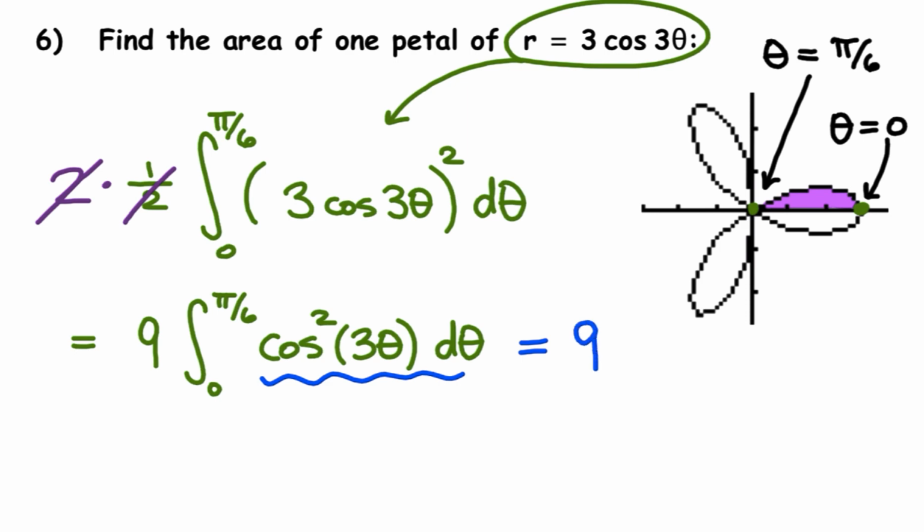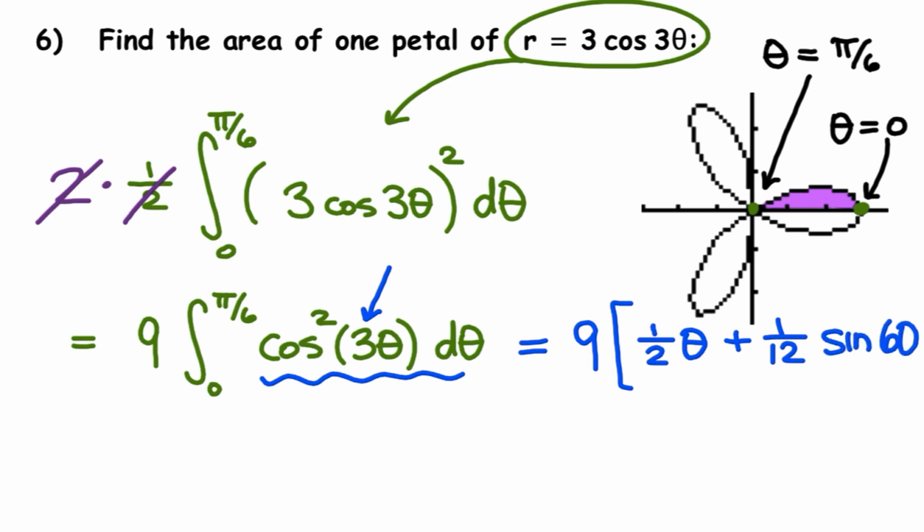The 9 is out front. The integral of cosine squared of something is always, always, always 1/2 theta. Cos is the plus. Normally it'd be 1/4, but with this 3 being the coefficient, it's going to be 1/12. And then you double the angle with the sine. It's always sine. So sine of 6 theta, not 3 theta. And we're going to evaluate that from 0 to pi over 6.